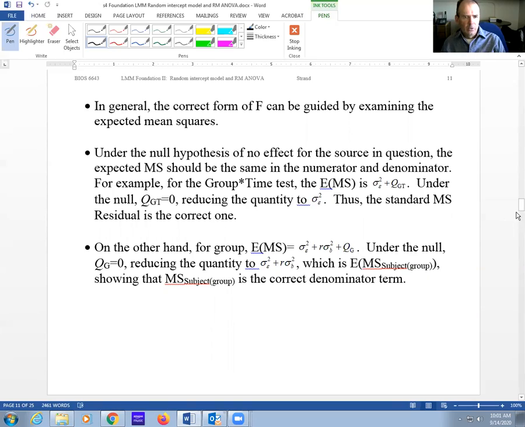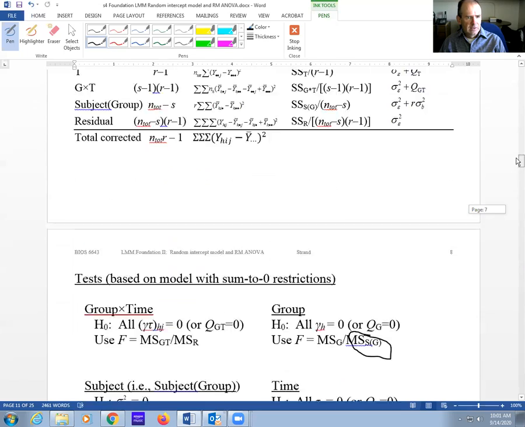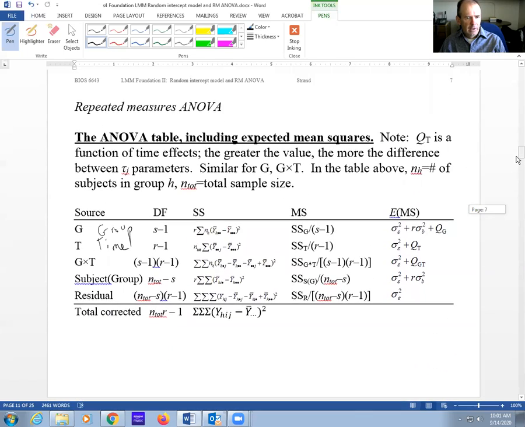So let me back up real quick here and go back to this table that we have. And so we have the expected mean squares here. Let's start with time. So the expected mean square for time is sigma squared epsilon plus q sub t. What is q sub t? Think of it as a function of the time effects. The greater the value, the more the difference between the tau parameters. So when there are no differences between your time effects, q sub t is going to be 0.